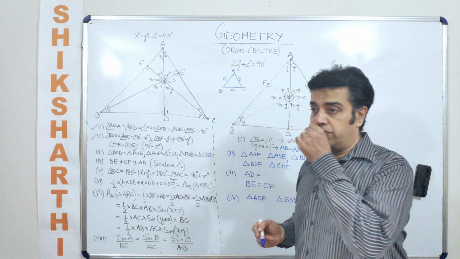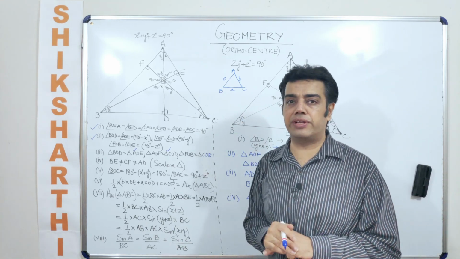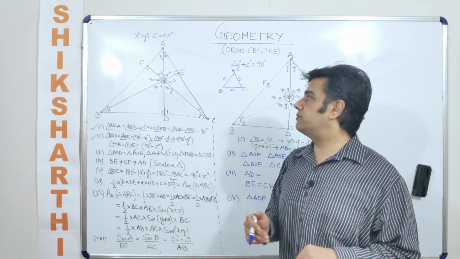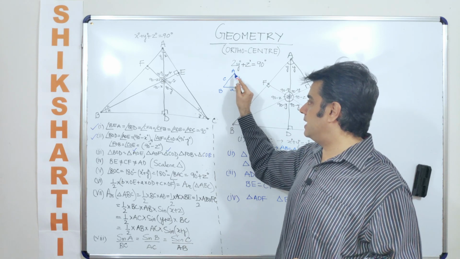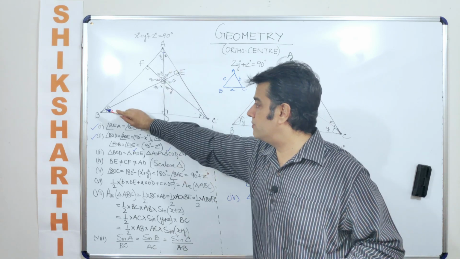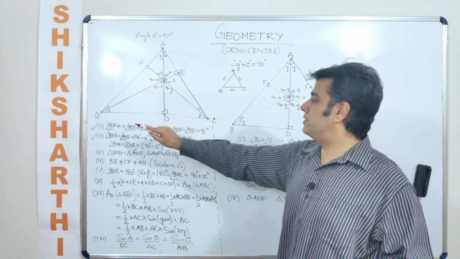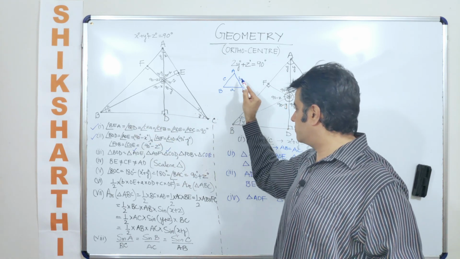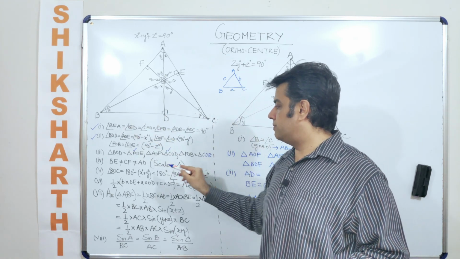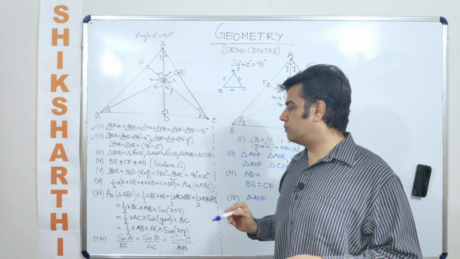At the same time, we have taken this as a scalene triangle. Now we know that for a scalene triangle, the 3 sides have different lengths. For example, I have taken the length of the side AB as C, length of the side BC as A, the length of the side AC as B. So we will say A is not equal to B is not equal to C.